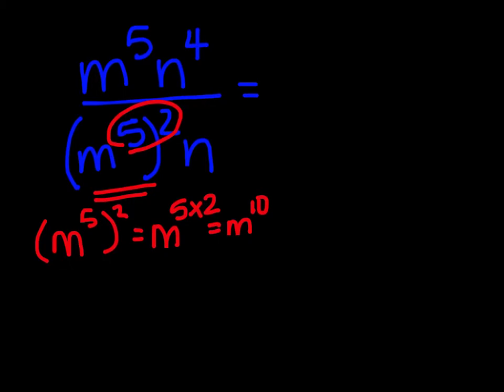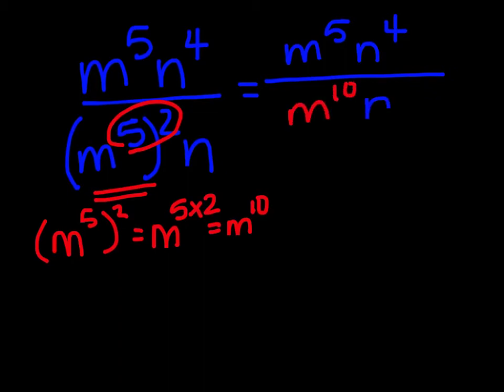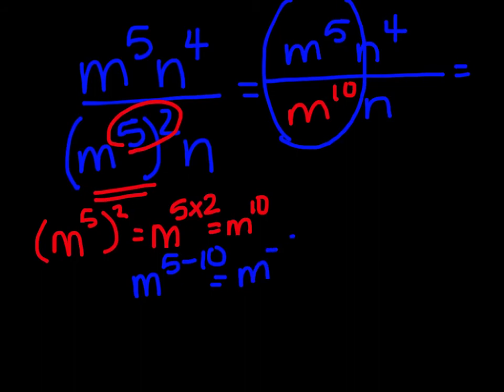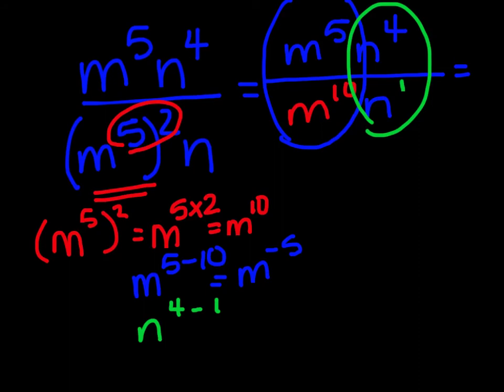So let's rewrite this so we can see it all together. We have m to the fifth, n to the fourth over m to the tenth times n. Now from there, if we wanted to, we could write out 5 m's and 4 n's. We could do the same thing on the bottom, write out 10 m's and 1 n, but we could also use that quotient of powers property. So we have m to the fifth minus 10, looking at just these, equals m to the negative fifth. And looking at just these, n to the fourth divided by n, n to the fourth minus 1, because there's a hidden 1 on the exponent, so it's n to the third, positive.